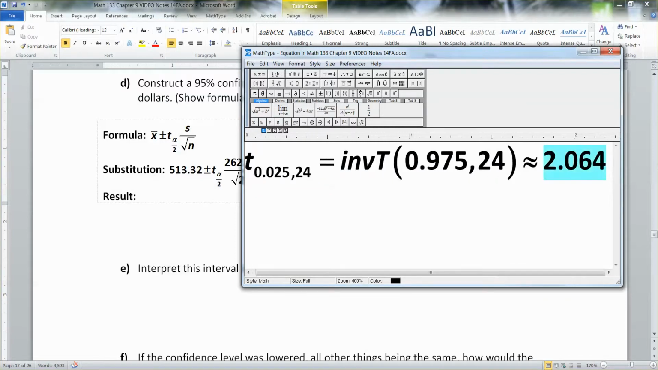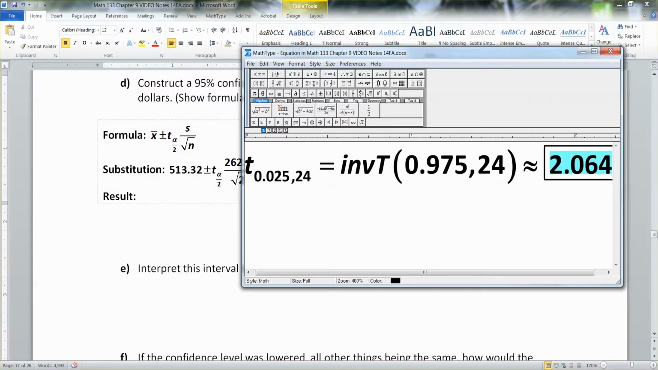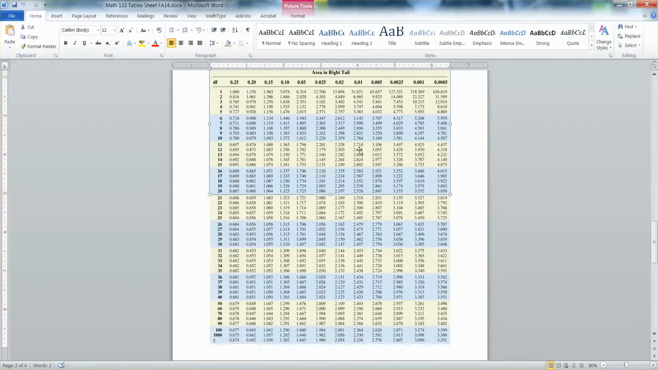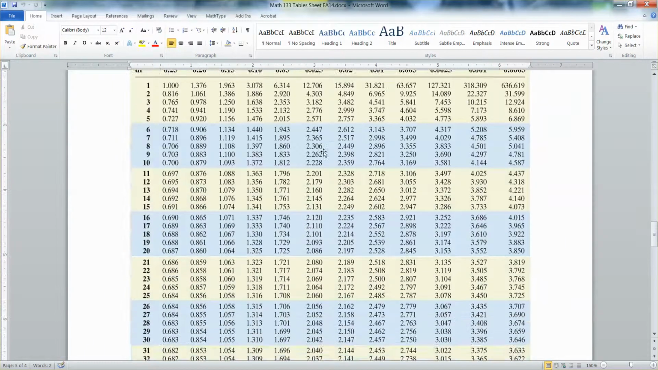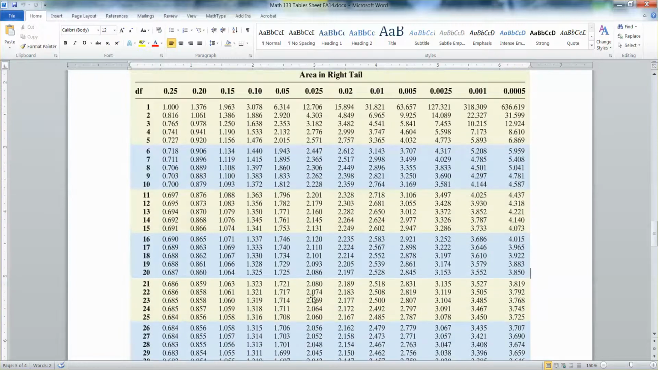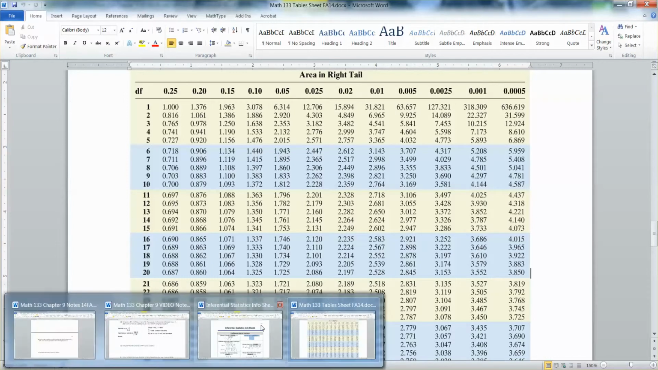Now let's see if it's the same in the table, which I imagine it is. So I want to go to the row 24 and I want to go to the 0.025 column. That's kind of right under the word area. So you take the 0.025 column, and you want to scroll down to where it's 2.064. That's the 24 row. See, same in the table as it is in the calculator. So use whichever way you like. It doesn't really matter to me.